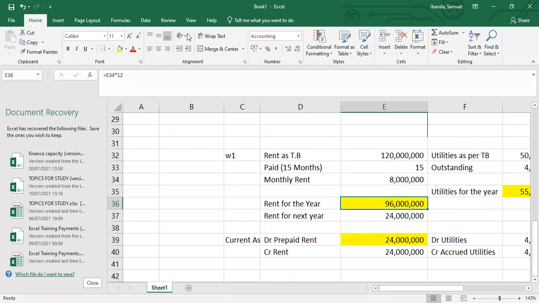So any questions so far? Okay. So that is what happens when it comes to accrued expenses.